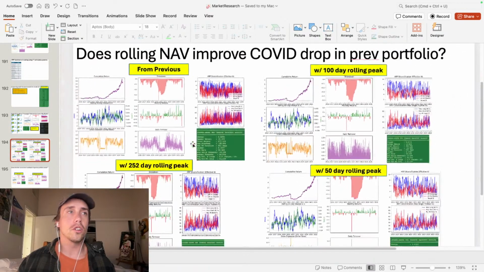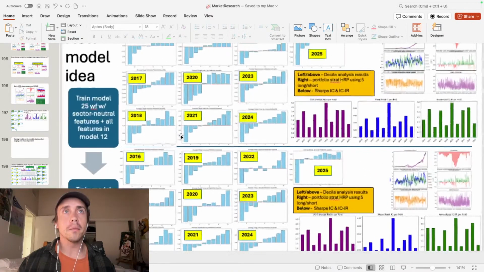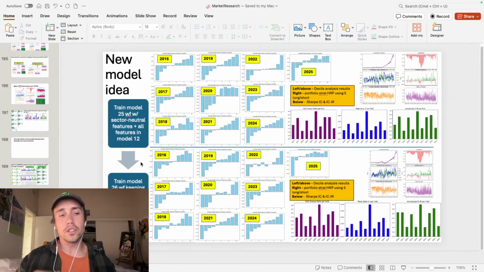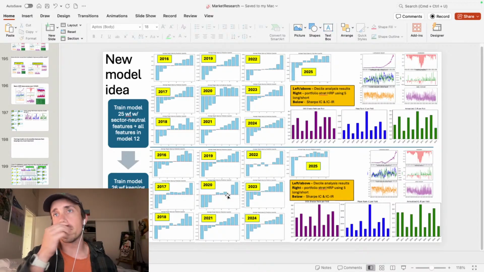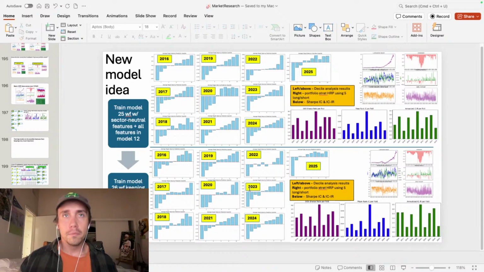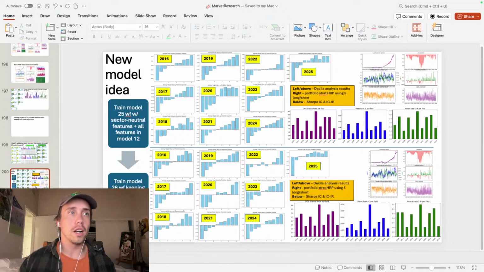And so this is just looking around at different strategies. I did get a better model, so I used the same model that I had before, but then I added in sector neutral mean reversion and volatility features. And this is something that had improved the model in the past, and it appears to improve the model here. I tried doing the same exact thing and leaving out the features that were deemed not important, and the performance here actually looks worse. So I'm going forward with this model, Model 25.